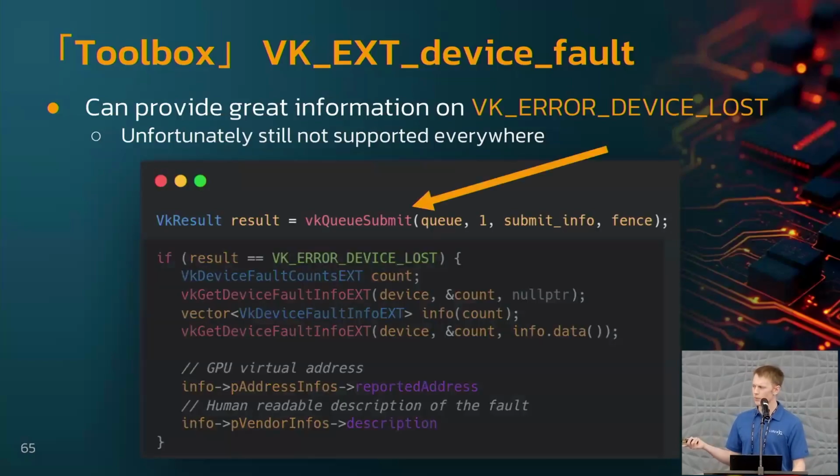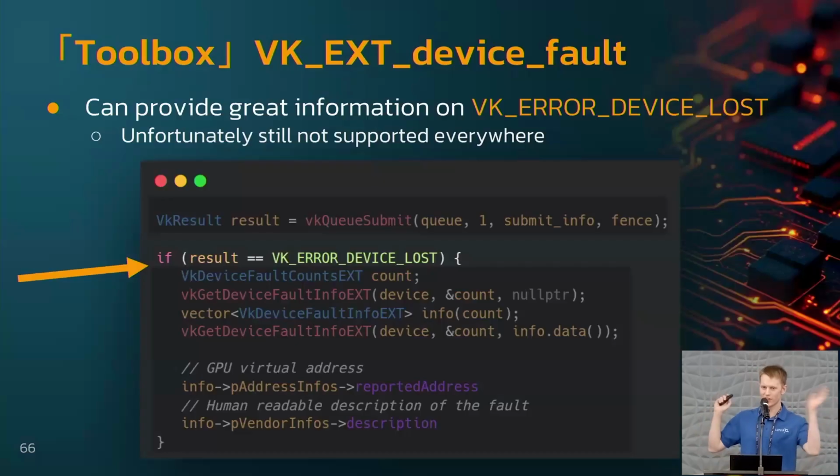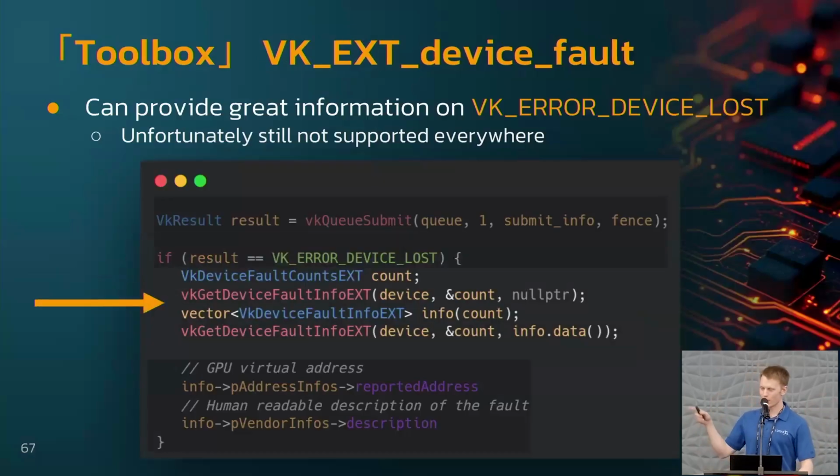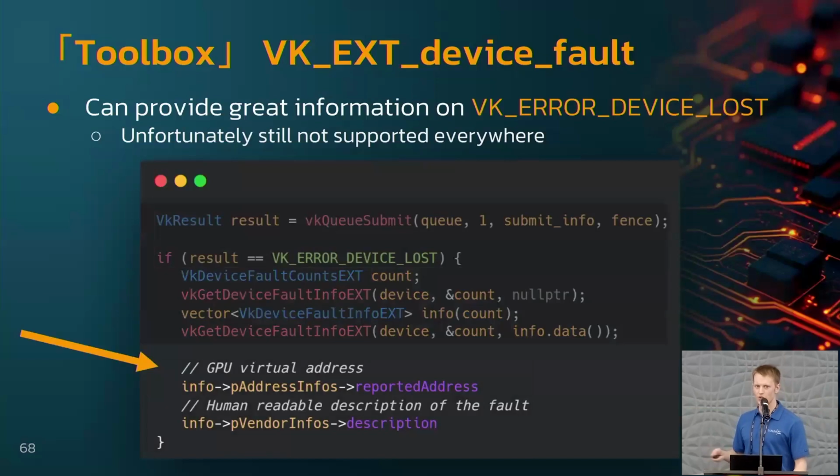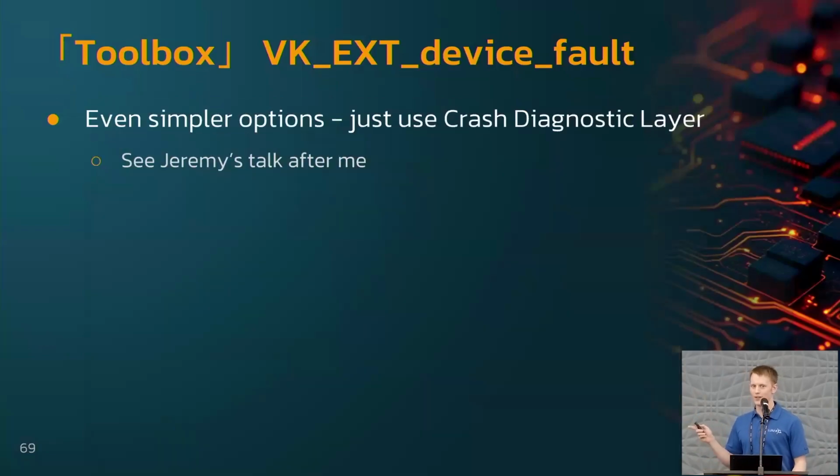You call your queue submit, and after you call it, you find you got a device loss. You do a very generic Vulkan query, the double query thing, and you get back, hopefully, a bunch of useful information from the GPU driver itself, who's probably going to know more about why you crashed than anybody else. So what's better than using that yourself? Having Jeremy do it for you.